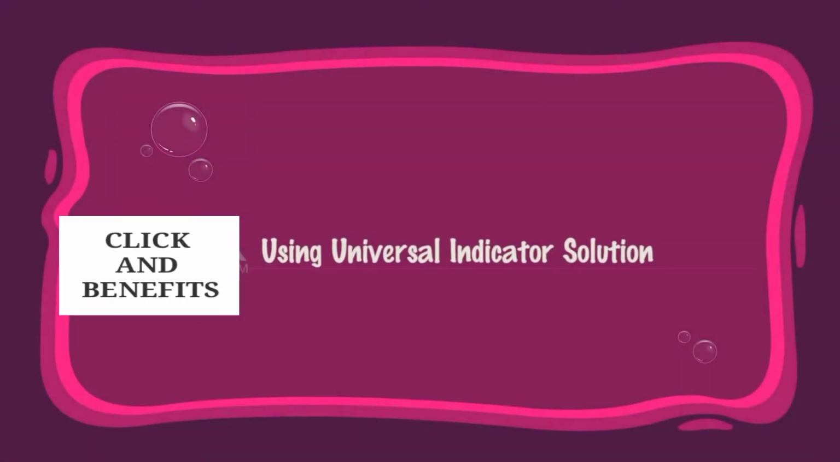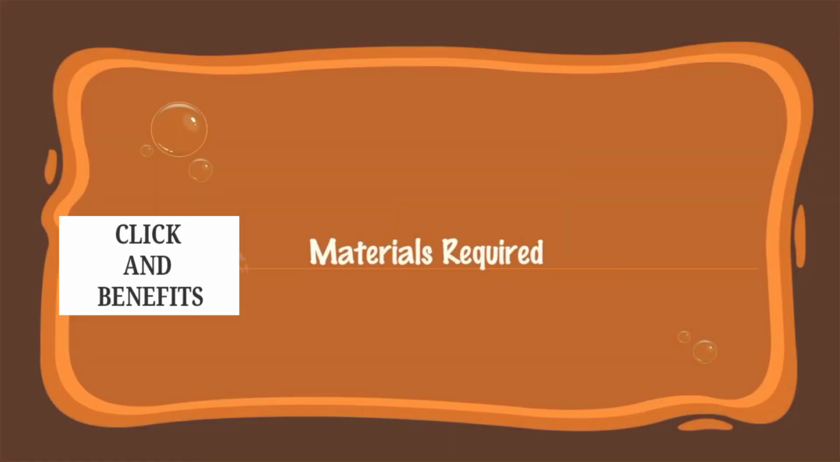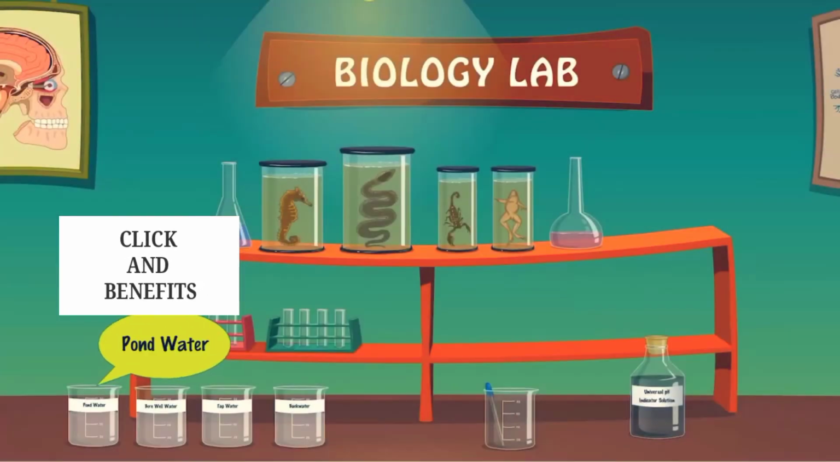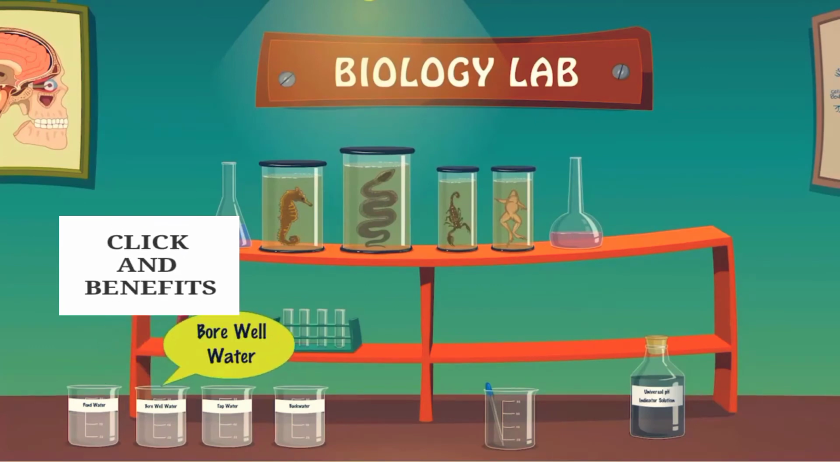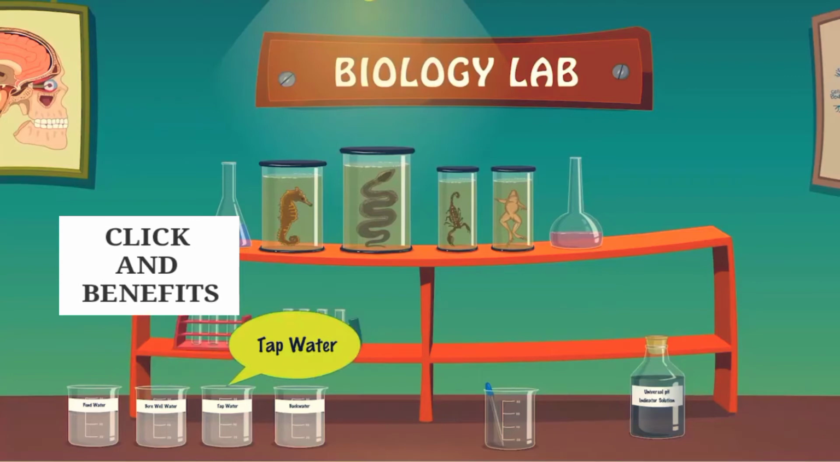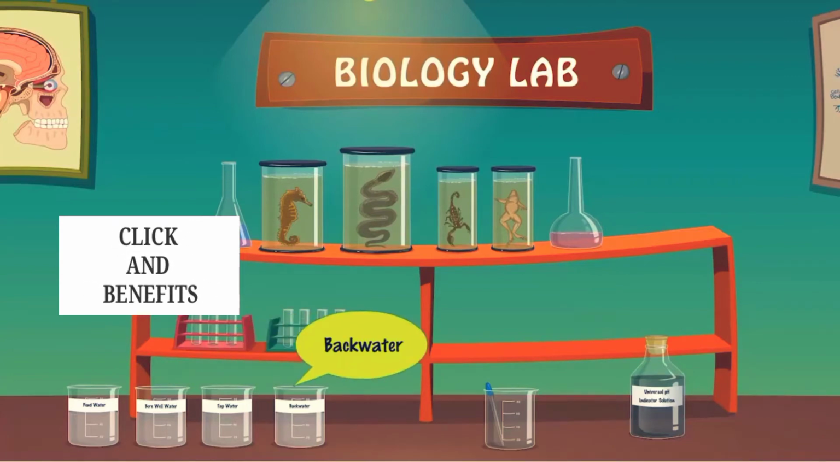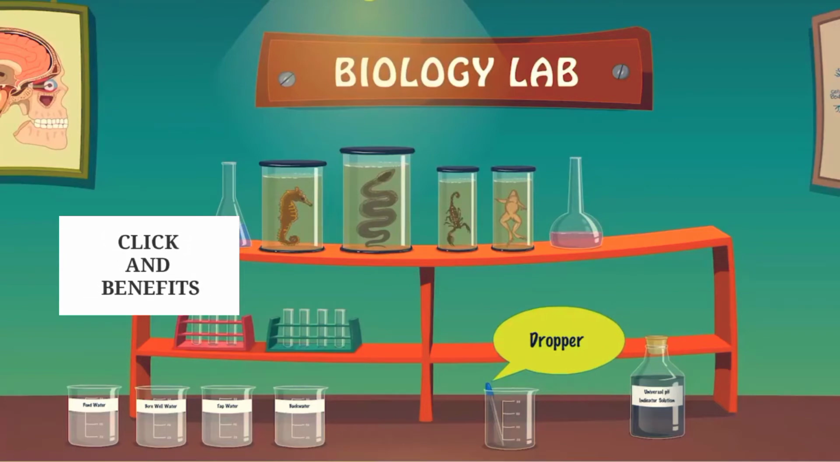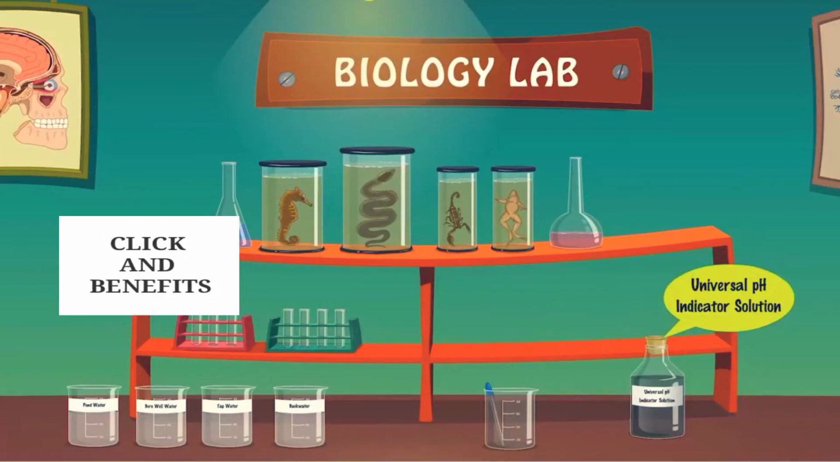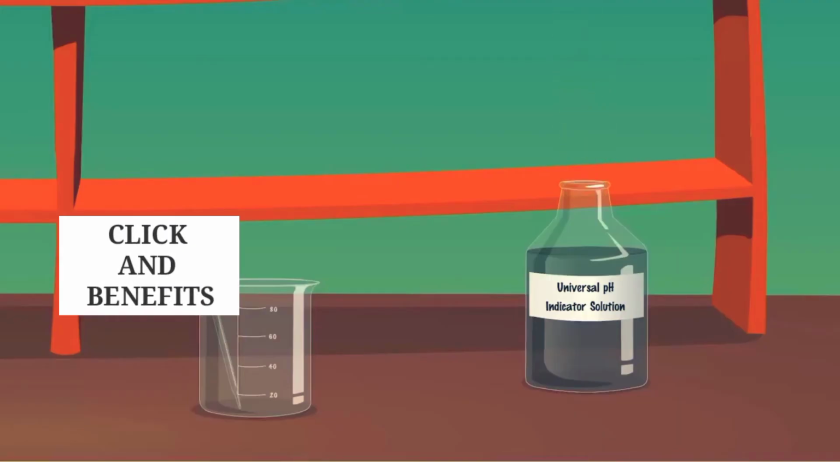Using the universal indicator solution. Materials required: water samples from a pond, borewell, tap water and backwater, dropper and universal pH indicator solution. Using a dropper, take some universal indicator solution.